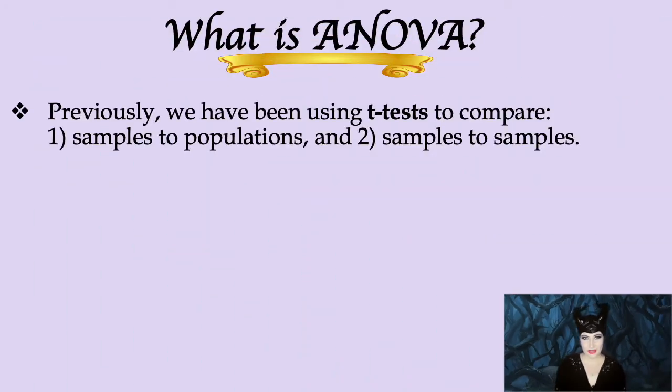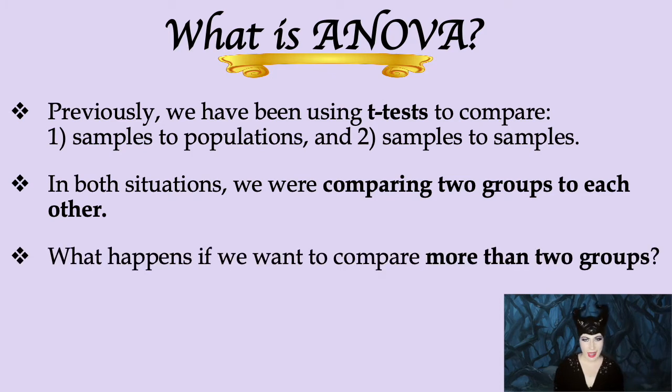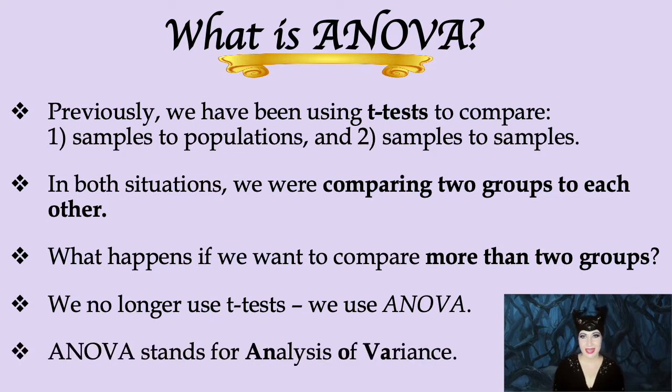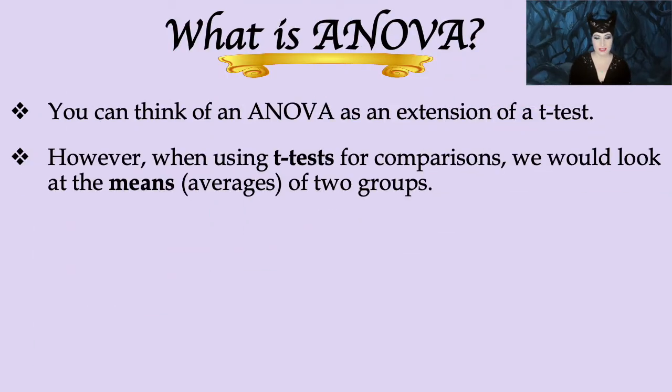If you recall, previously, we have been using t-tests to compare samples to a population or one sample to another. However, in both situations, we were comparing two groups to each other. But what happens if we want to compare more than two groups? Well, in this case, we will no longer be using a t-test, we will be using an ANOVA. ANOVA is an acronym for Analysis of Variance. So you can think of an ANOVA as an extension of a t-test.